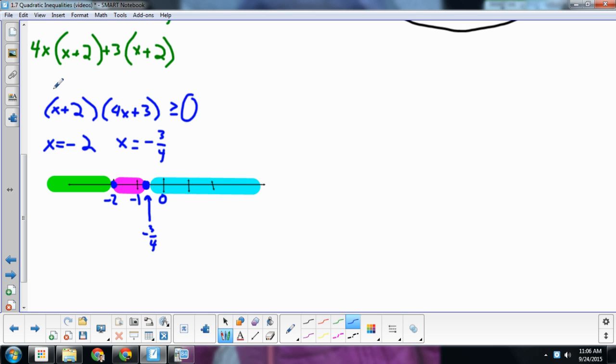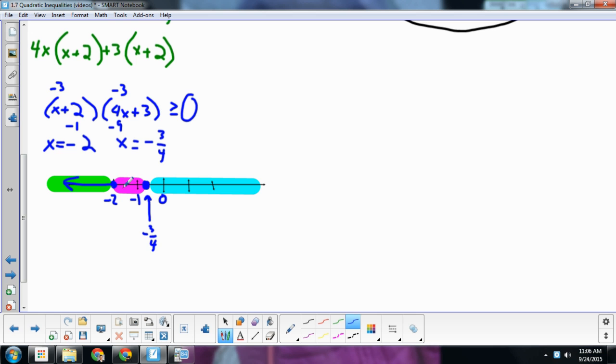Imagine negative 3 goes in here, and in here. We're going to have negative 3 plus 2, which is negative 1. And then negative 12 plus 3 is negative 9. When I multiply those two together, negative 1 times negative 9, I get a positive number, positive 9. Is positive 9 greater than 0? Yes, it is. So this portion will work. Anything to the left of negative 2 is going to be good.